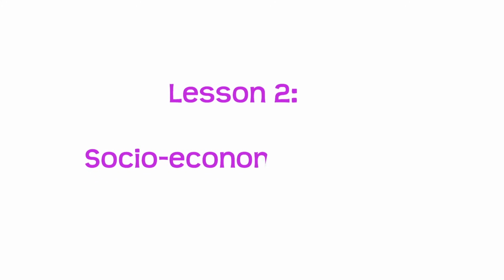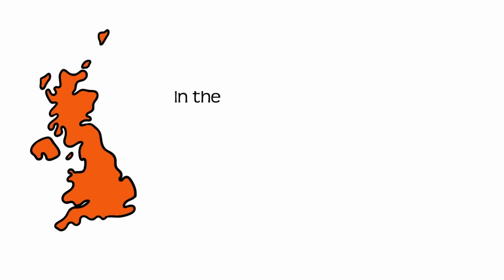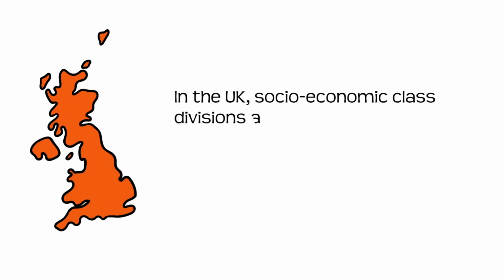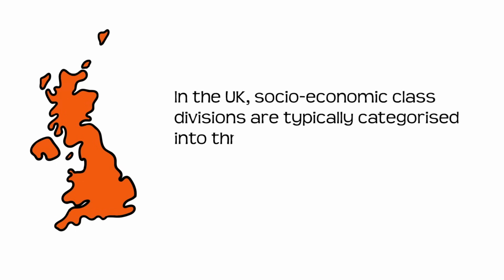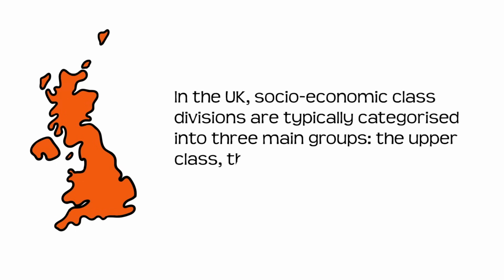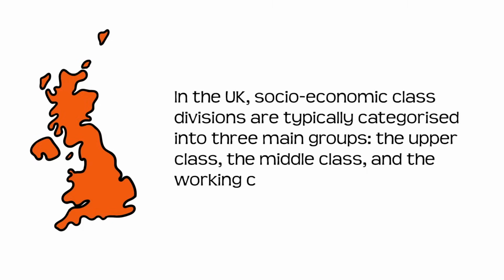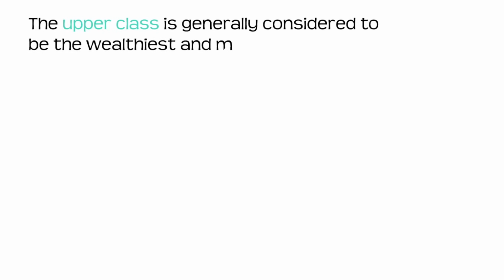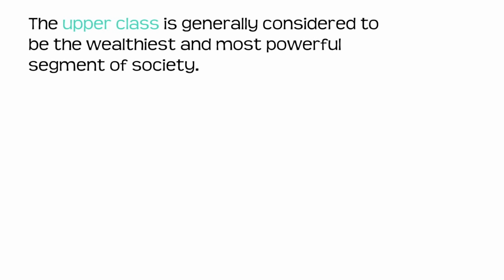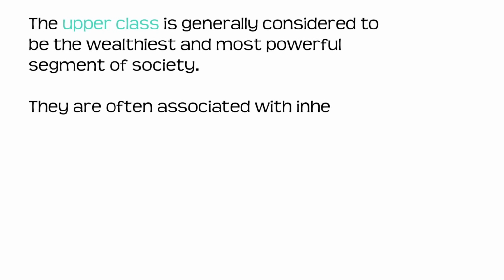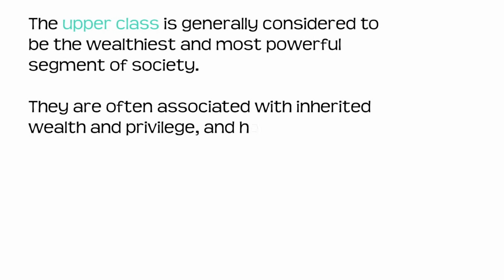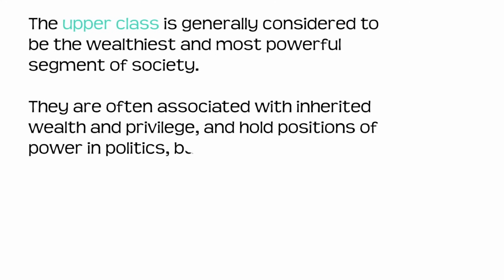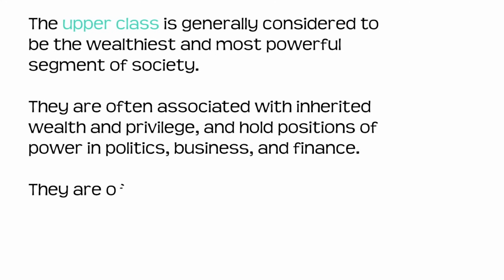Lesson 2. Socioeconomic class. In the UK, socioeconomic class divisions are typically categorised into three main groups: the upper class, the middle class, and the working class. The upper class is generally considered to be the wealthiest and most powerful segment of society. They are often associated with inherited wealth and privilege, and hold positions of power in politics, business, and finance.